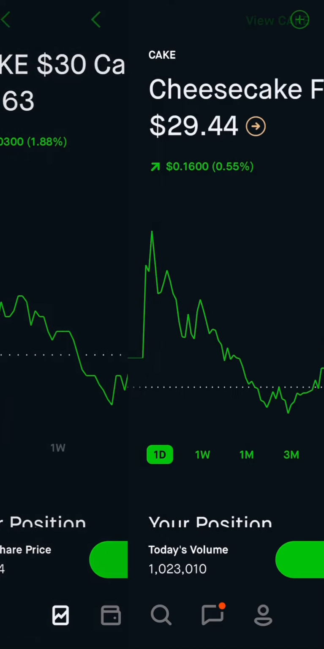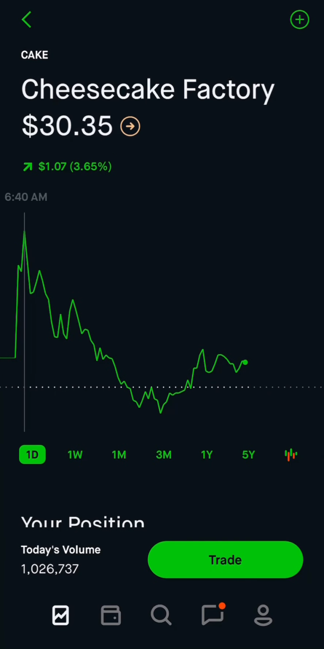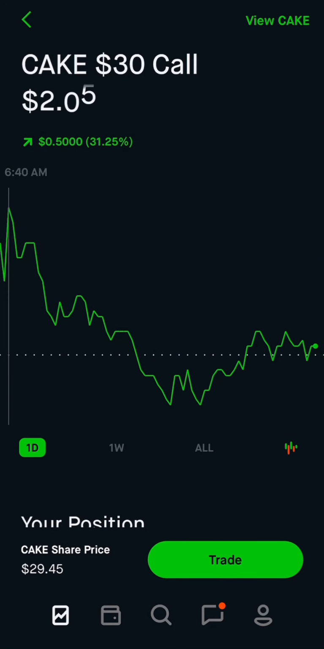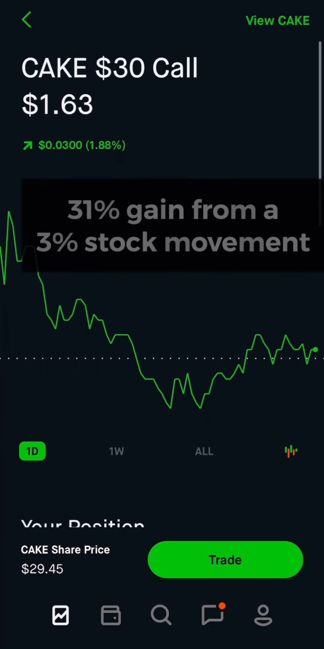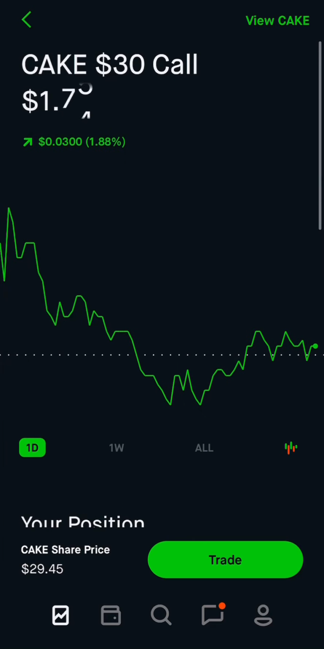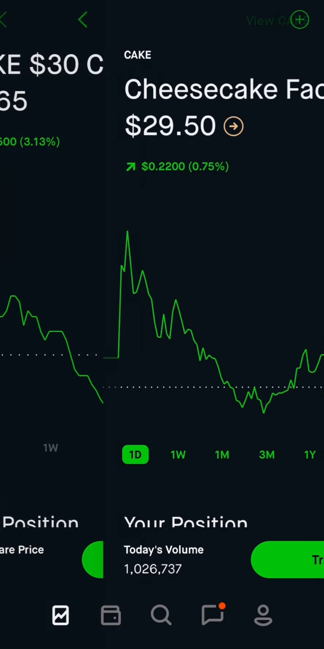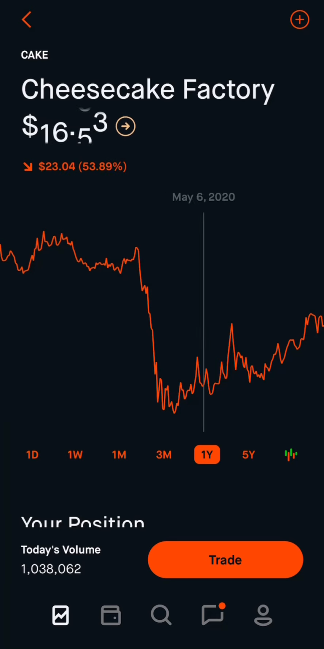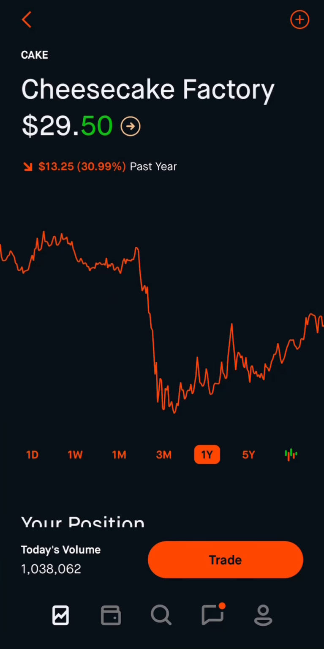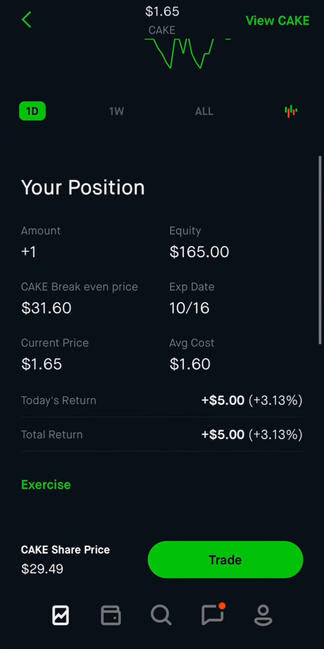And if you go view the Cheesecake, it was only up 3%, and you would have made 31% instead of the 3%. So that's the good thing about options. It's really leveraging it. You have to really, really know what you're doing. You have to be able to look at a stock and say, oh, I can see that this stock is going to be going up 3% in the next 1 to 2 weeks. Because you can lose money just as quick.